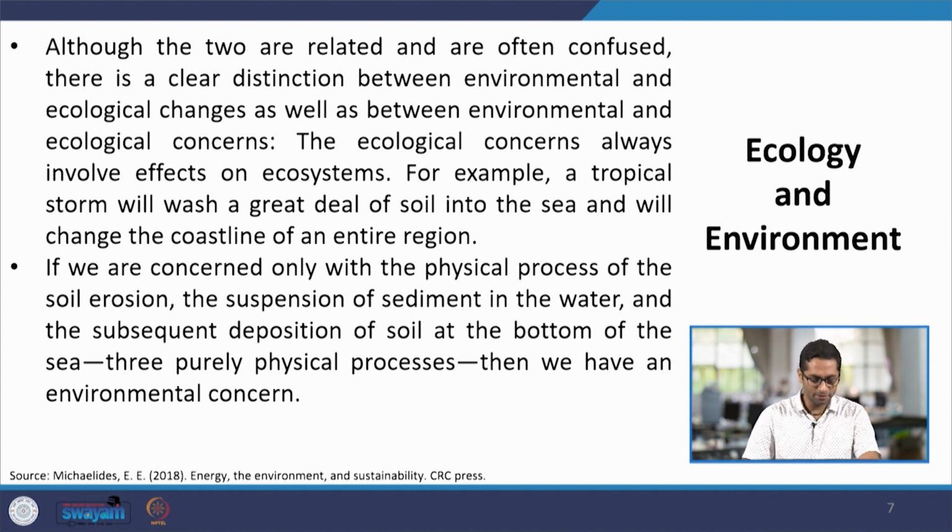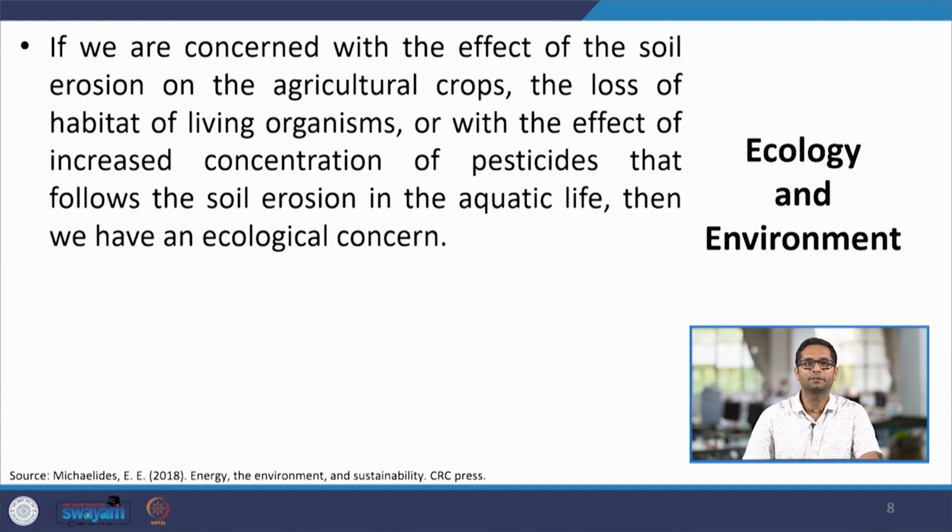Let us also try to understand the difference between the two terms with the help of another example. Suppose what we are concerned with is the effect of soil erosion. Whenever soil erosion is happening, that's more of an environmental effect. But when the effect of soil erosion on the growth of different organisms, and the effect of different kinds of pesticides on aquatic life, is taken into account, it's more of an ecological concern.